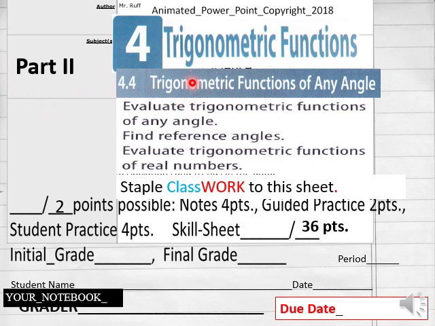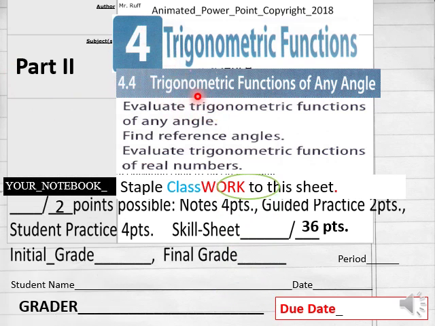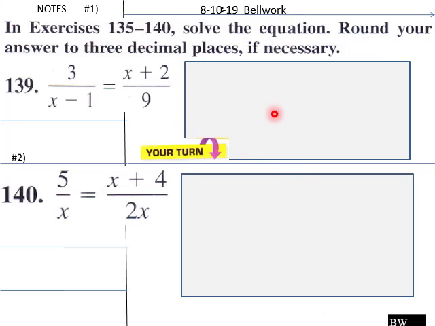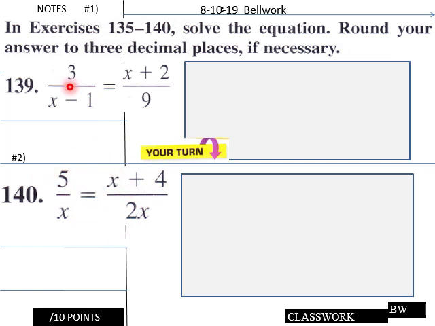Today part 2 of 4.4, trigonometric functions of any angle. You have 2 points here for your notebook taking today, and then we have 36 points of classwork to do. Teachers, here's today's bell work. Round your answer to 3 decimal places. Solve the equation. Students, this is what you have to do today. Solve these equations for x. Teachers, give your students about 4 minutes.